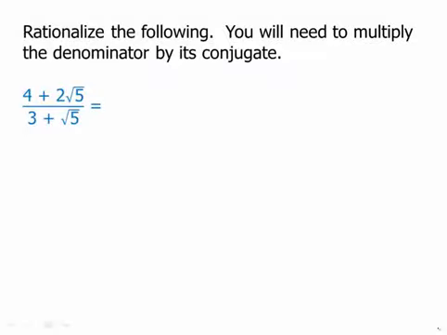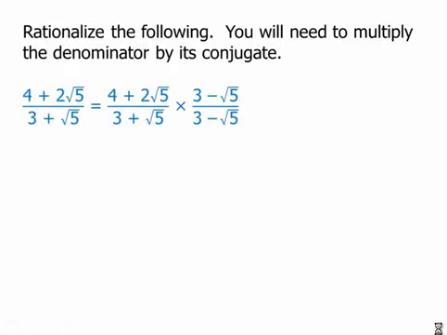Rationalize the following. You will need to multiply the denominator by its conjugate. Pause the video, work on this, and then we'll talk about it. Okay, so we have a 3 plus root 5 in the denominator, so we need to multiply that by a 3 minus root 5. So we need to multiply both the numerator and the denominator by 3 minus root 5. In the denominator, we're just going to get the difference of two squares, 3 squared minus root 5 squared.